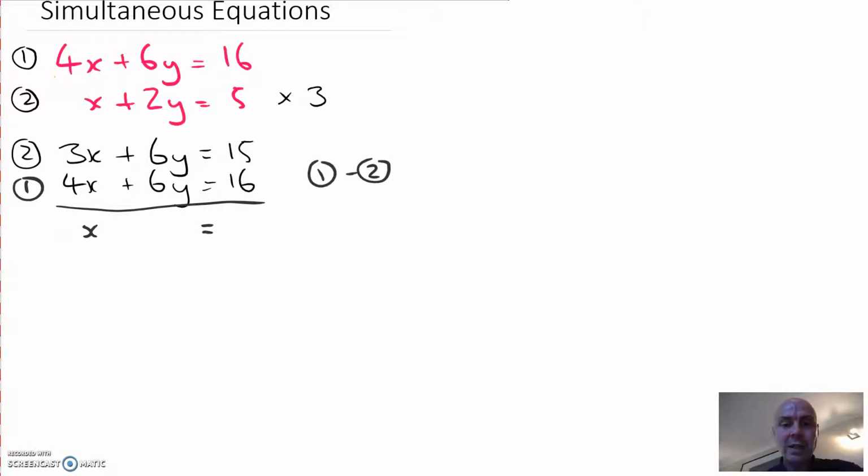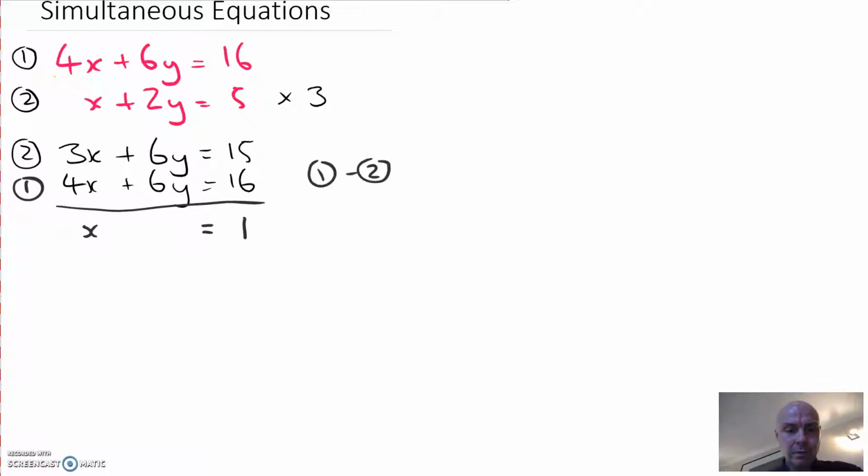I've got to do 16 take away 15. Oh, that's so easy. We're done. x is 1. This is a nice easy one. So we found out x is 1 for both of our equations. We now need to substitute x is 1 into one of our equations above to find out what y is.